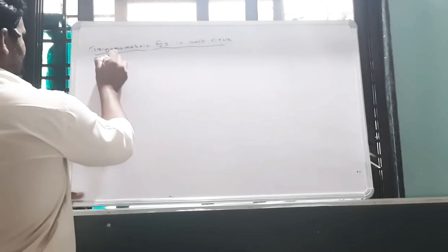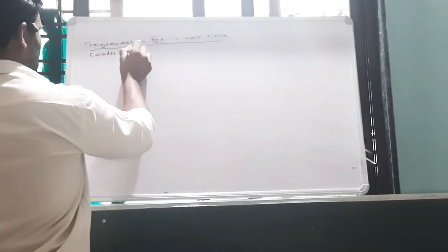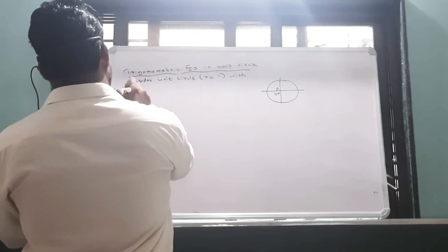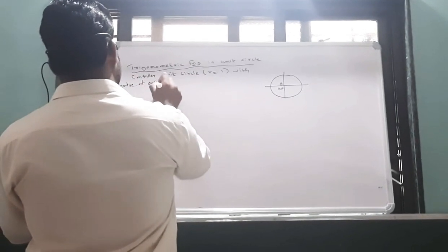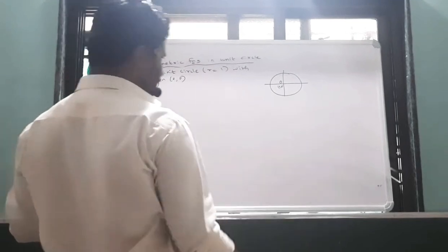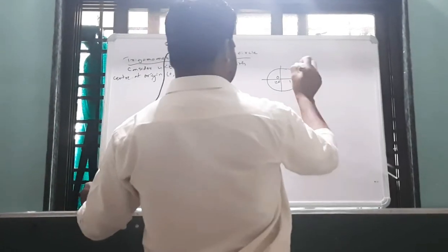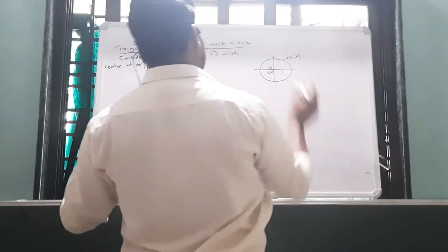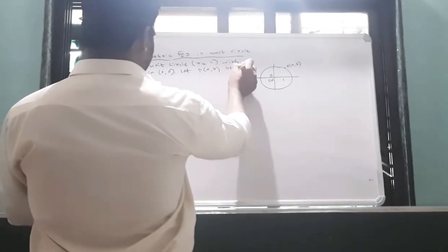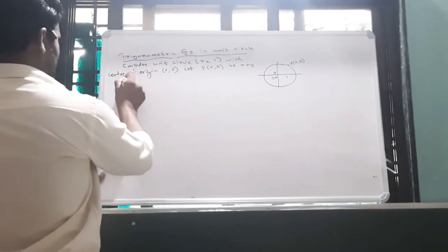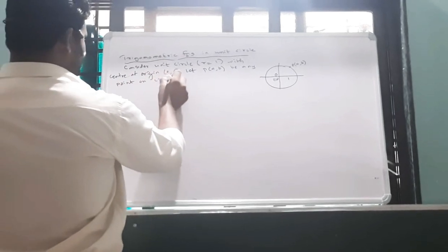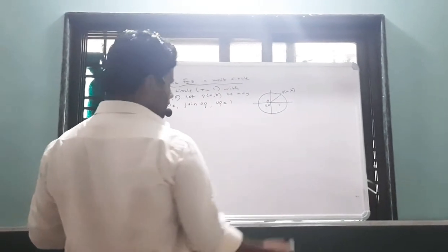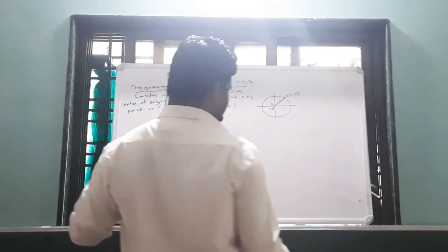So consider a unit circle with the center at the origin, that means 0, 0. The radius is 1. I will take the point P with coordinates a, b, any point on the circle. OP is the radius of the circle, that is equal to 1.